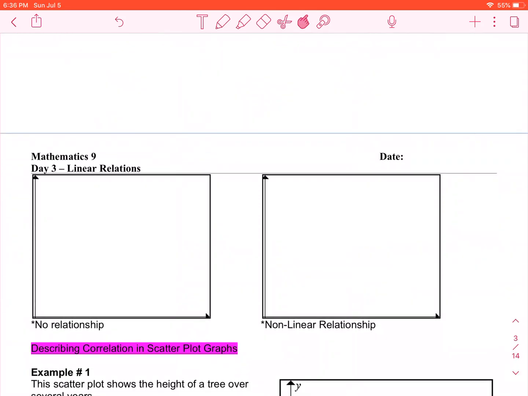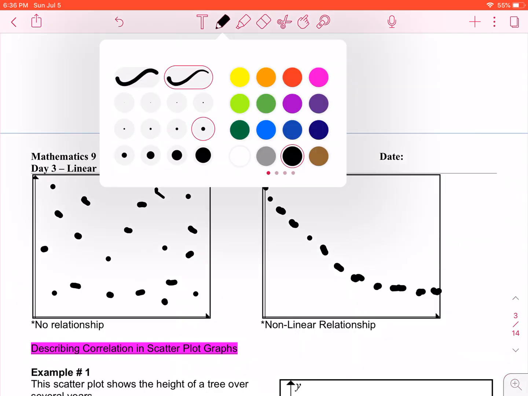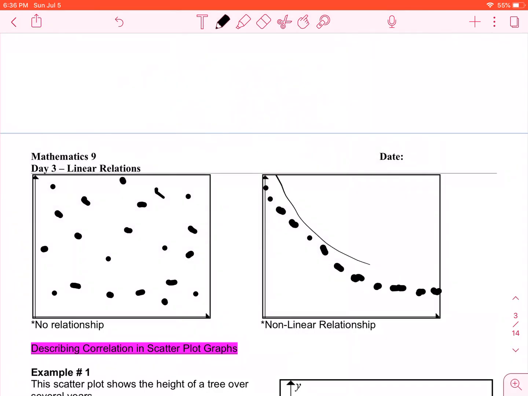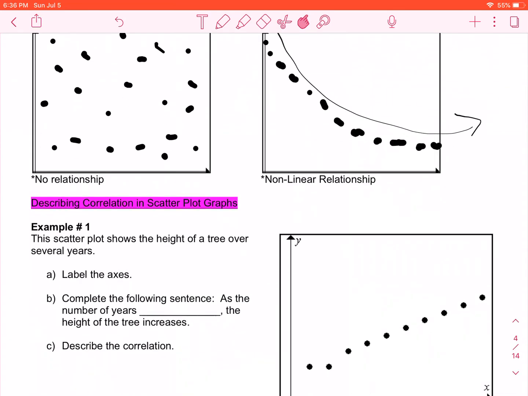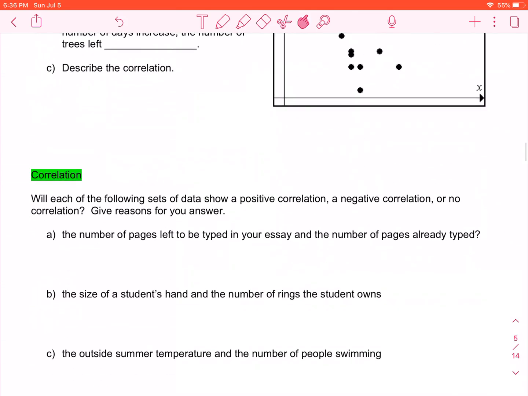All right, no relationship. No relationship looks really random, where we cannot tell if it's increasing or decreasing. So it's basically just a bunch of dots that don't really represent anything. And then nonlinear basically looks like we're drawing a curve. Okay, so you can see here, it follows a path that looks like this, so it's not actually a straight line. All right, okay, so I'm going to get you to try these examples. There's examples 1, 2, and 3 to try.